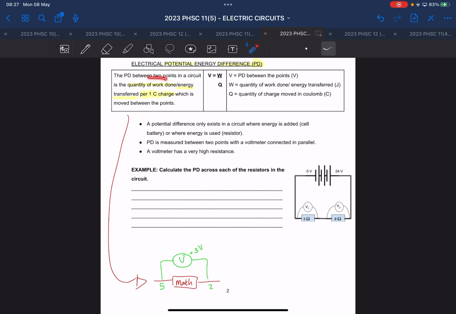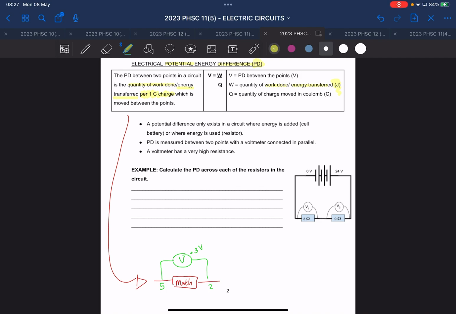The quantity of work done or the energy transferred. How much energy is transferred per 1 man walking through those 2 points, from this point to that point? You can see the quantity of work done or energy transferred means the same thing, because work done or energy transferred are both measured in joules.